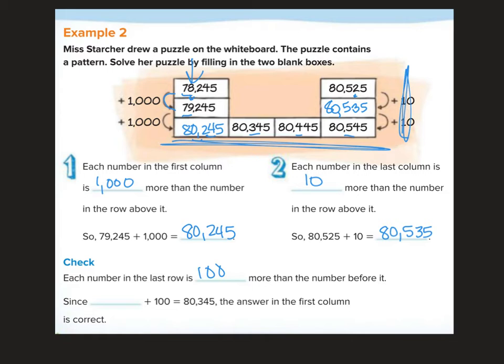Since blank plus 100 is, okay, since 80,245 plus 100 is 80,345, the answer in the first column is correct. So that's kind of our check. Look at this, our check. It's always good to check your work.